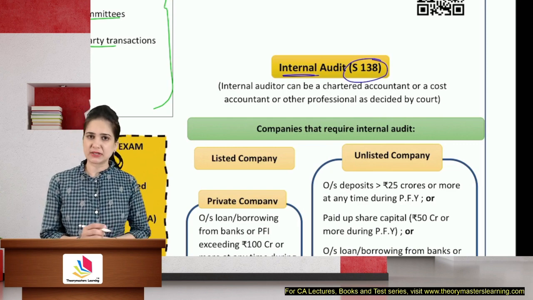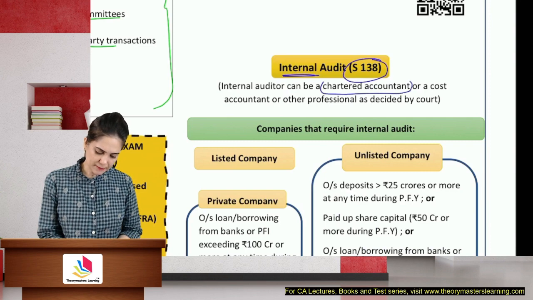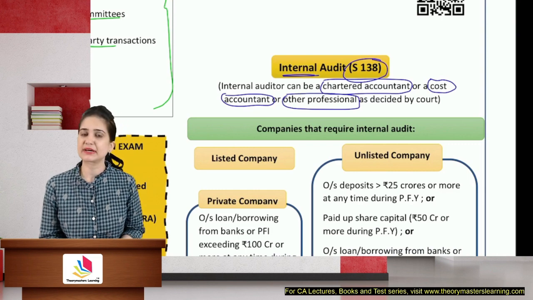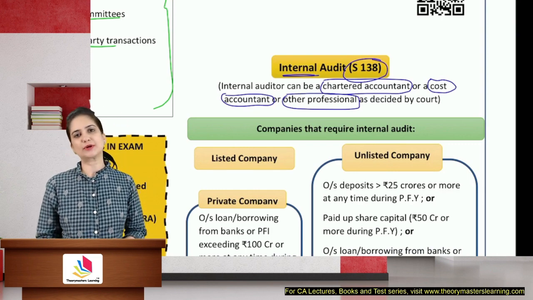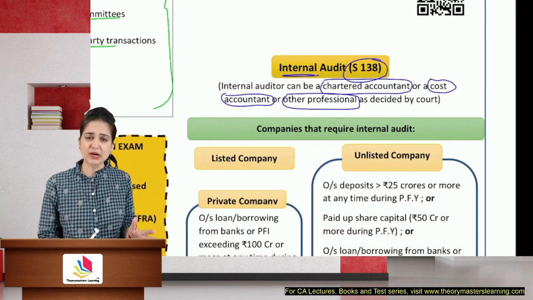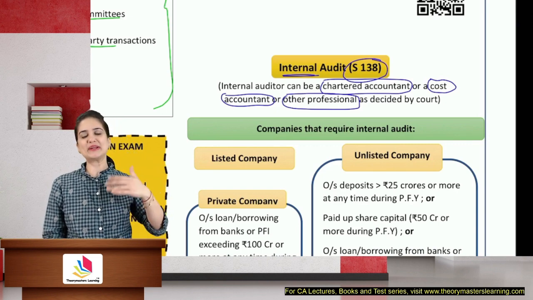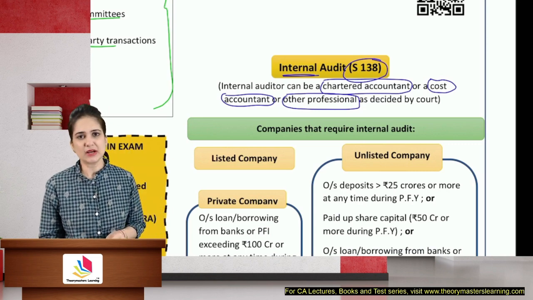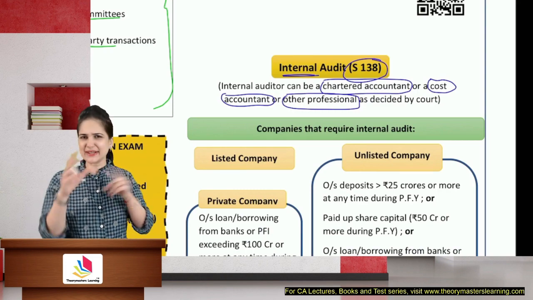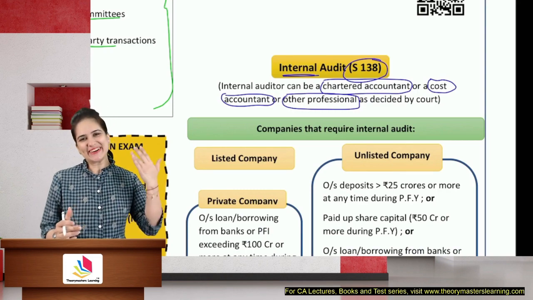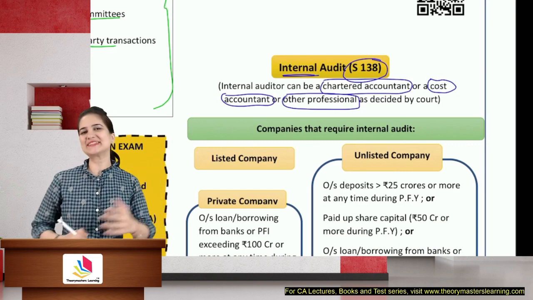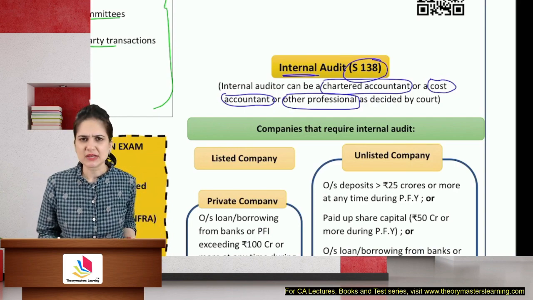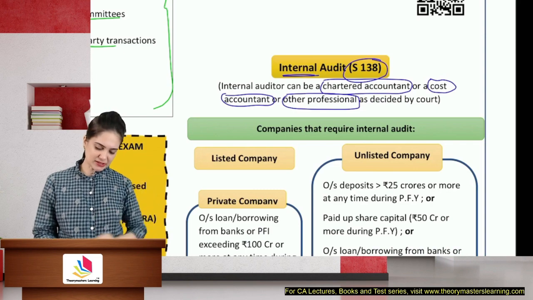Who can be appointed as internal auditor? A chartered accountant, a cost accountant, or any other professional as decided by the board can be appointed as the internal auditor of the company. He may or may not be an employee. You can have your own internal audit department, and apart from that, you can also get the internal audit conducted by an external internal auditor. External means someone who comes from outside, while your internal audit department is working continuously in the organization. So a chartered accountant or cost accountant, who may or may not be in practice, and may or may not be an employee of the company, can be an internal auditor.